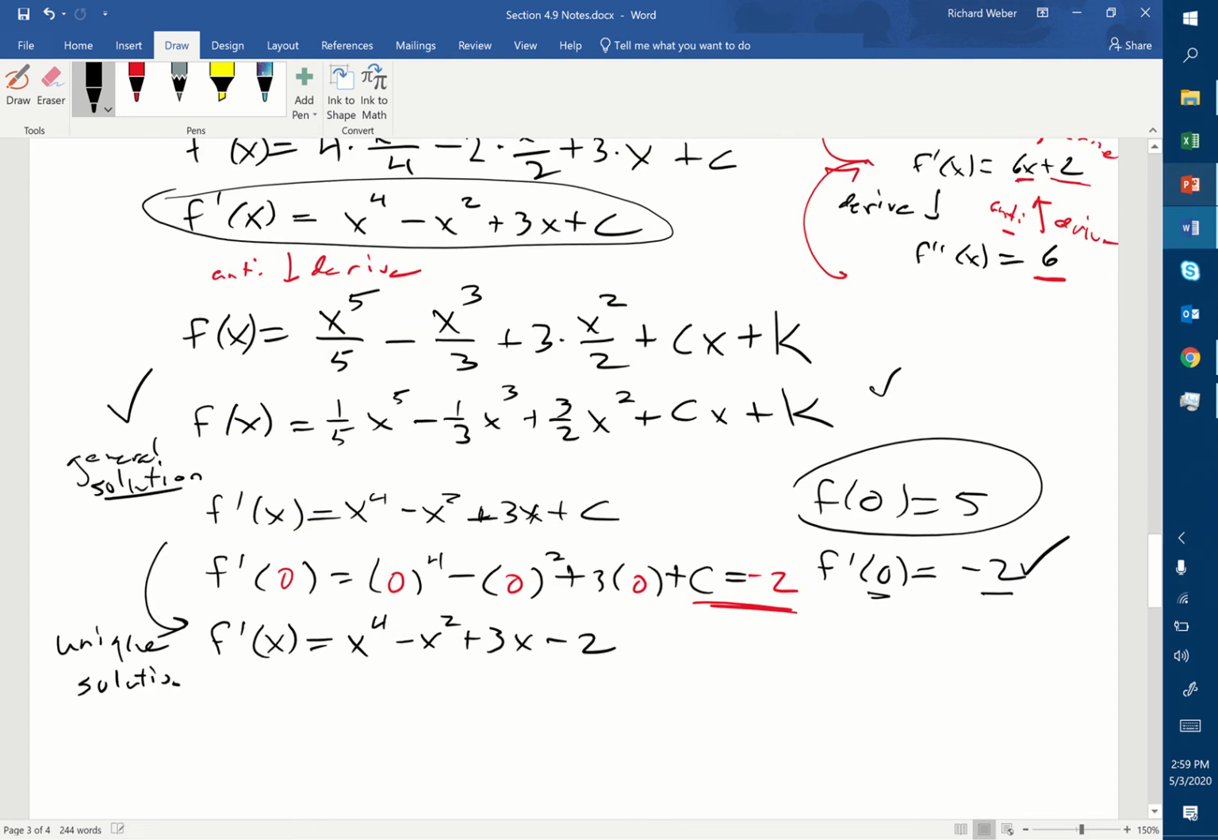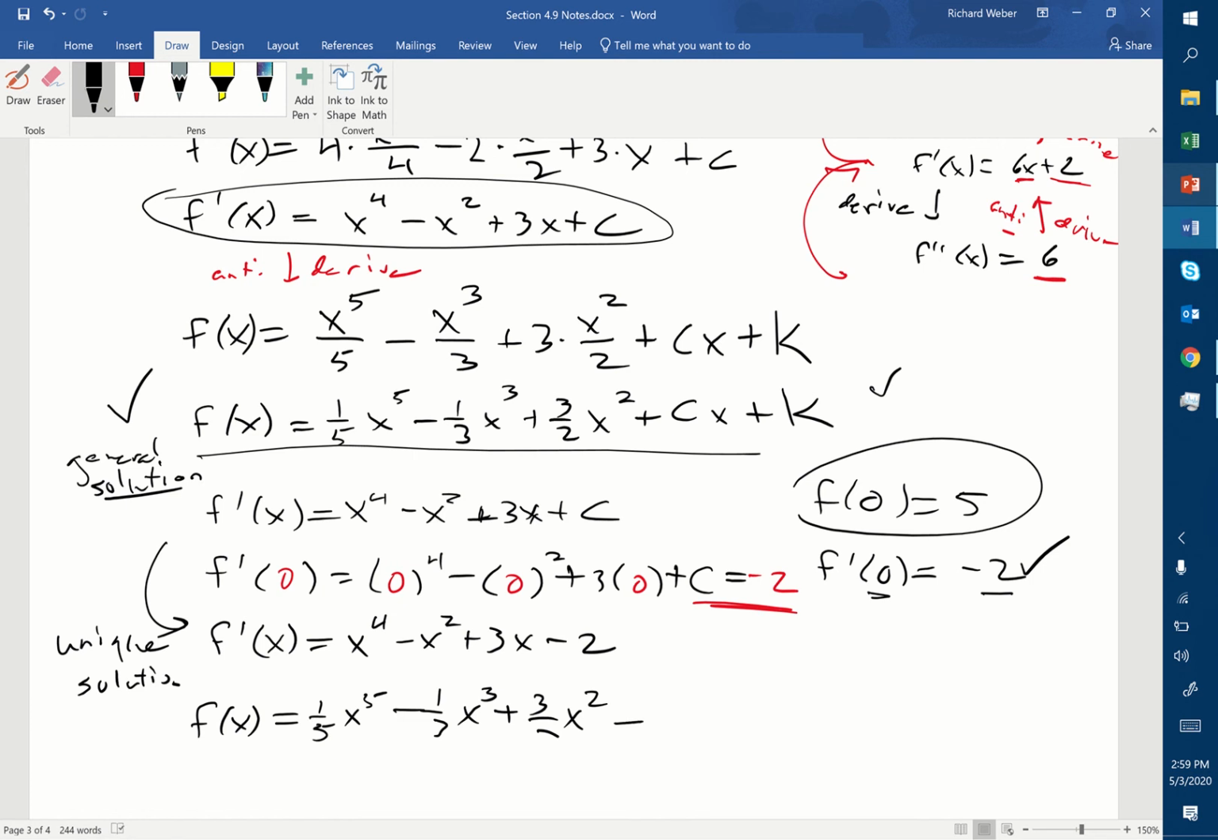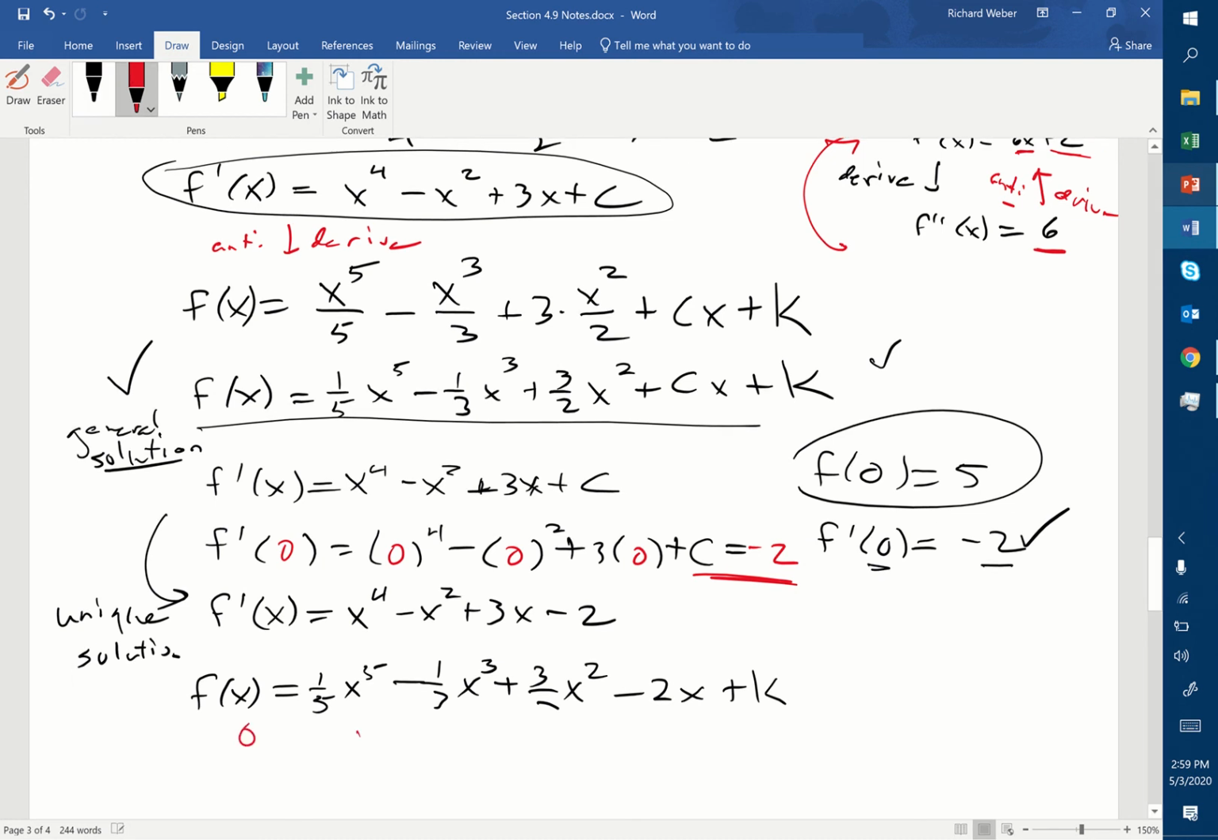But then, okay, so we use that guy, but we have another one. They also want f of 0 to be 5, and you know what? You do the same thing. So now you take down f, which is this long string, so f of x is equal to 1/5 x to the 5th, etc., minus 1/3 x cubed plus 3/2 x squared plus, wait a minute, I know what c is now, right? So minus 2x plus k. You do the same thing. I'll save some ink. I'll just go f of 0, I'll put a 0 here, here, here, and here, and all of that we want to be equal to 5.